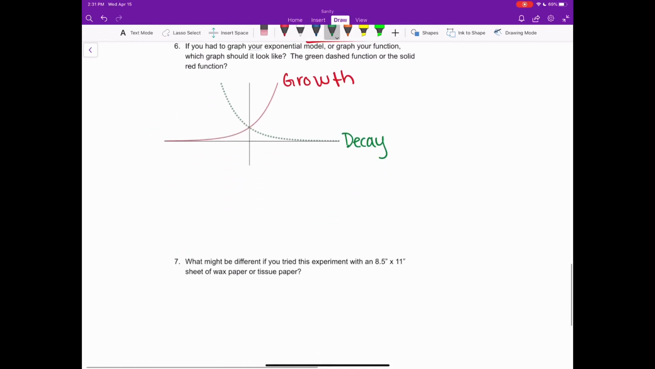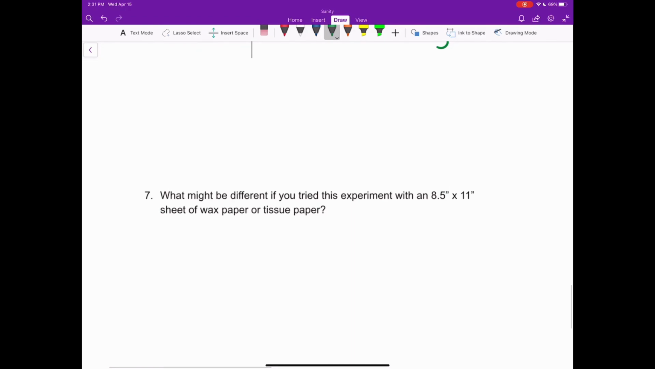And then the bottom question says, what might be different if you tried to do this, instead of with paper, with tissue paper or wax paper? Because that would be a thinner material. What do you think you could do? I'm also curious, what's the max? Like, I could only fold it about six times. That's why I put 6 in the table. Can anyone fold it 7 or 8 times? Are you that strong? I don't know.